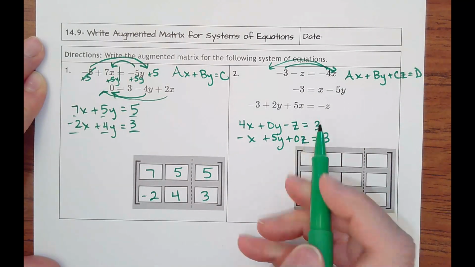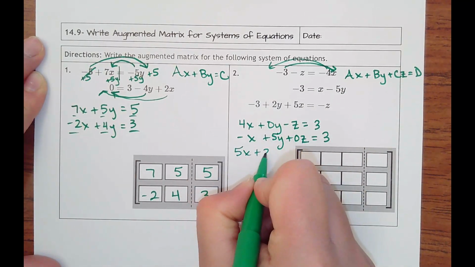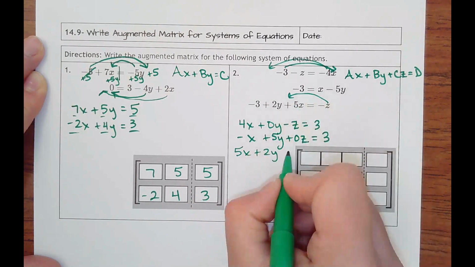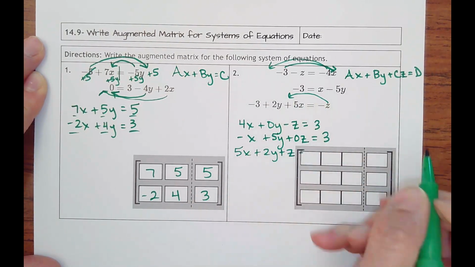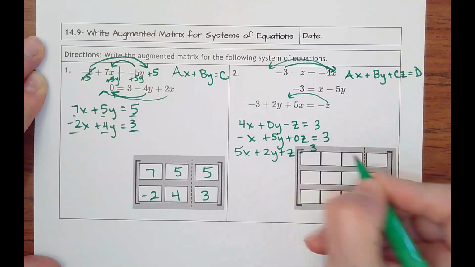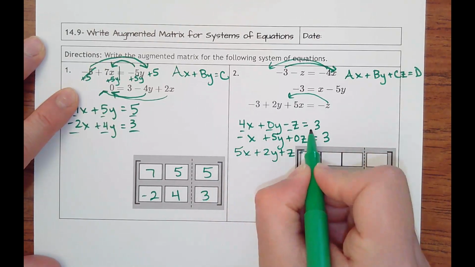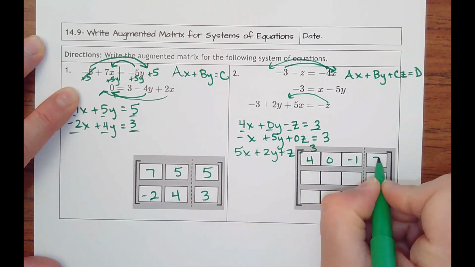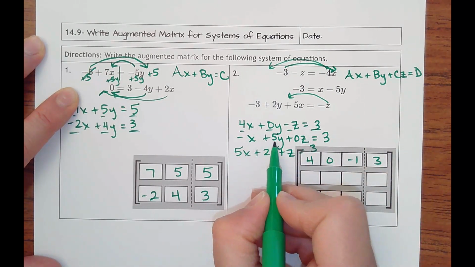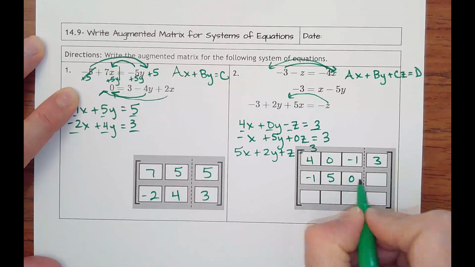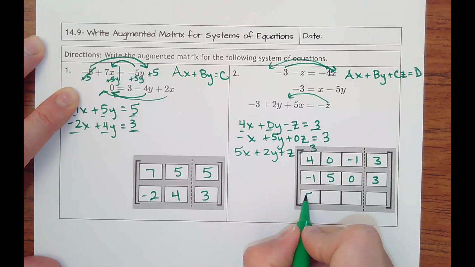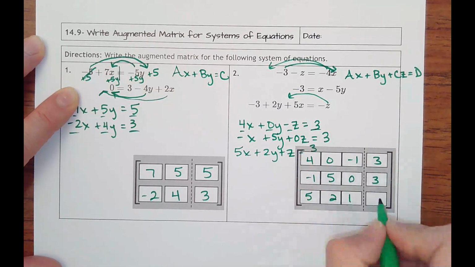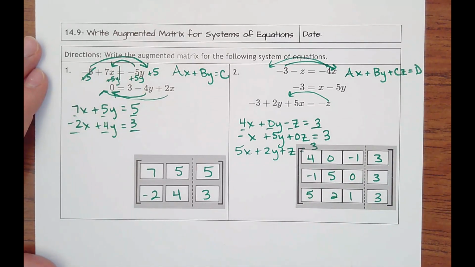And then the last one, my 5x is on the correct side, 2y is on the correct side, add z, so now it's positive, and then negative 3 needs to add and be 3. Then you just put all your coefficients. So it's 4, 0, negative 1, 3, negative 1, 5, 0, 3, and 5, 2, 1, 3. And we'll learn in a couple lessons why these are useful and how we'll use them to solve systems.